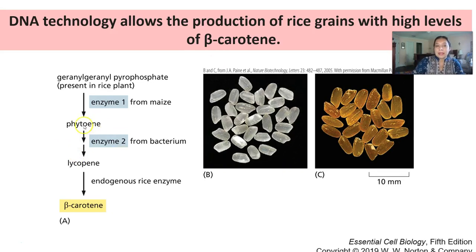So in this case, there were two different enzymes that needed to be altered. You had the phytoene enzyme from maize and a lycopene enzyme from bacterium that are incorporated to create this beta carotene rice that has higher levels of beta carotene in it.